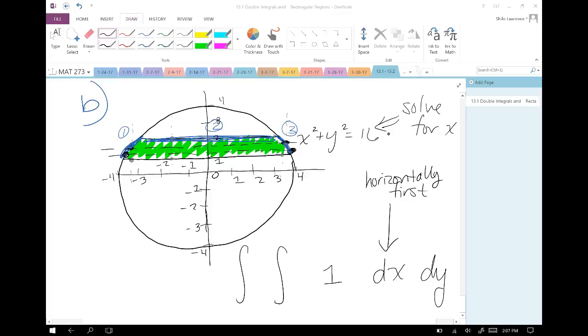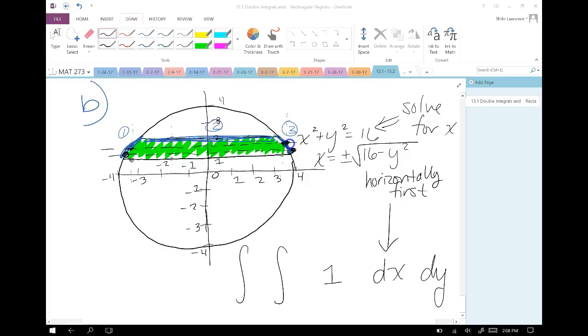Subtract your y squared and square root it. And when we do that, we technically have to put a plus or minus in front of it, which is really important because the right-hand side of the circle is the positive square root and the left-hand side of the circle is the negative square root. The right-hand side is where we have positive x values. The left-hand side is where we have negative x values.